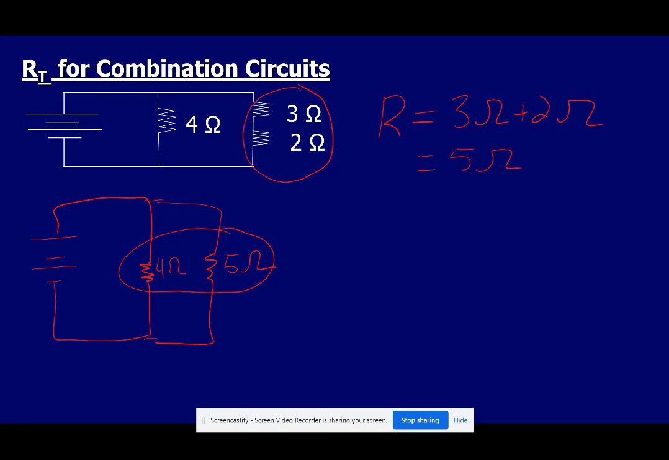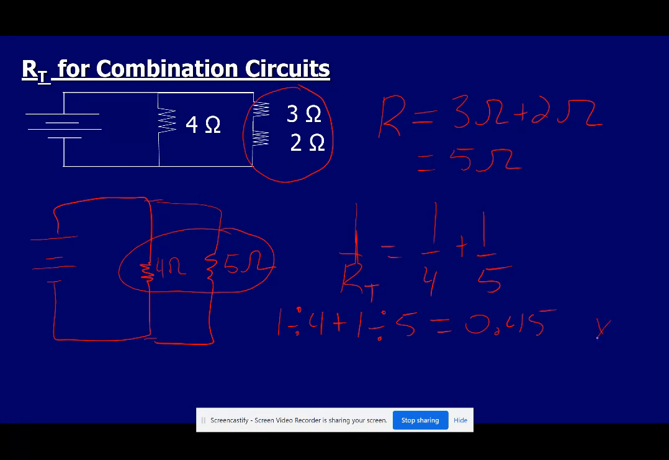So to finish this problem off, to get the total resistance in the circuit, I got to go 1 over RT is equal to 1 over 4 ohms plus 1 over 5 ohms. Again, on your calculator, just like before, type in 1 divided by 4 plus 1 divided by 5, then hit equals. It'll give you 0 decimal something. And my calculator gives me 0 decimal 45. You might think you're done, but you're not quite done.